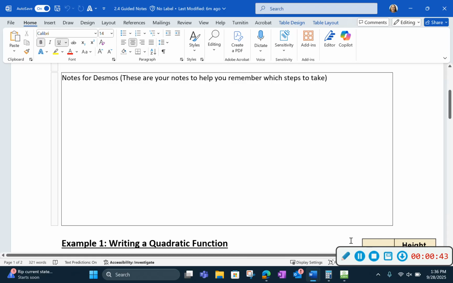Notice right here on your notes, there's a big section that says Notes for Desmos. I'm not going to put anything here personally. These are for you. I'm going to go through Desmos and show you how to use Desmos to help you with this lesson. This is the technology piece. So anything you think you may need to help you remember what to do, where to go, that's where you're going to write it. Okay.